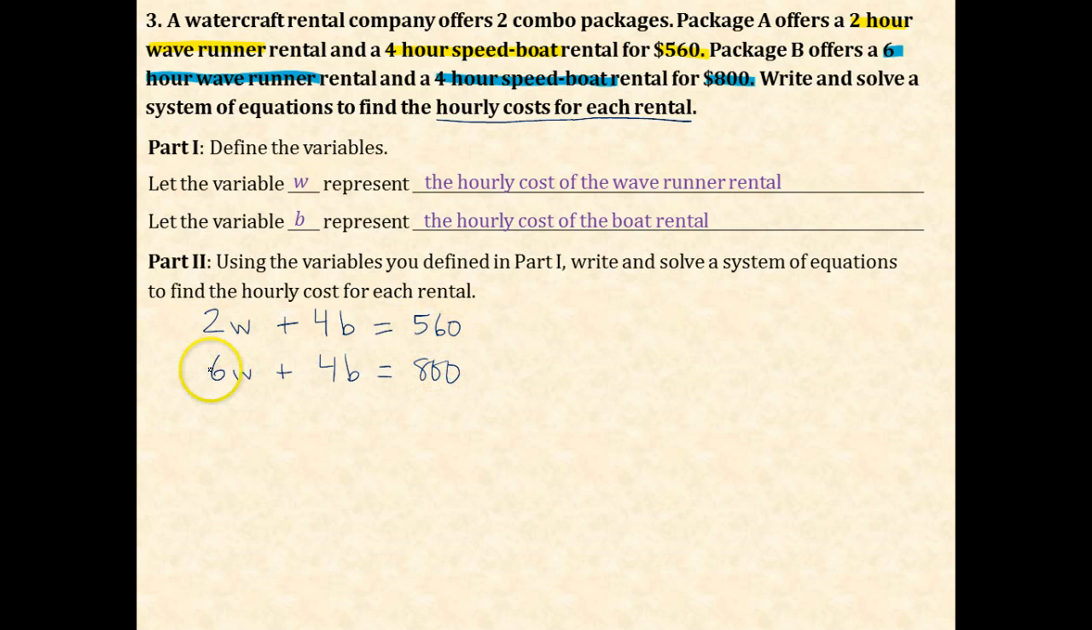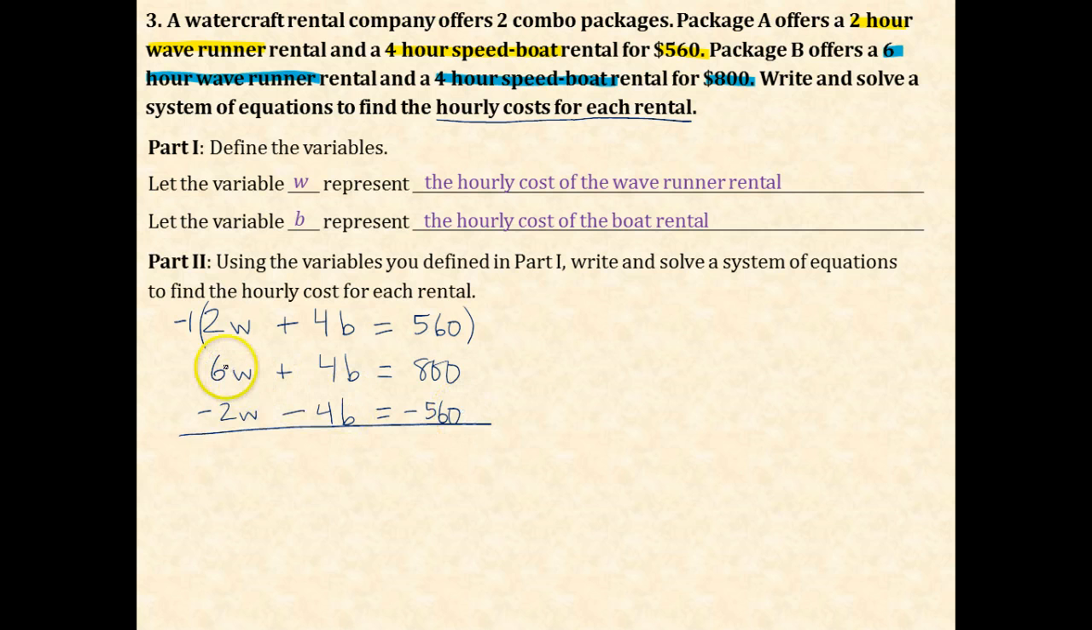Now, how can we solve such a crazy thing? If we look here, we've got 4B and 4B. So if we were just to multiply the top equation by -1, then we would get our B variable to cancel out. So -1 times 2W is -2W. -1 times 4B is -4B. And -1 times 560 is -560.